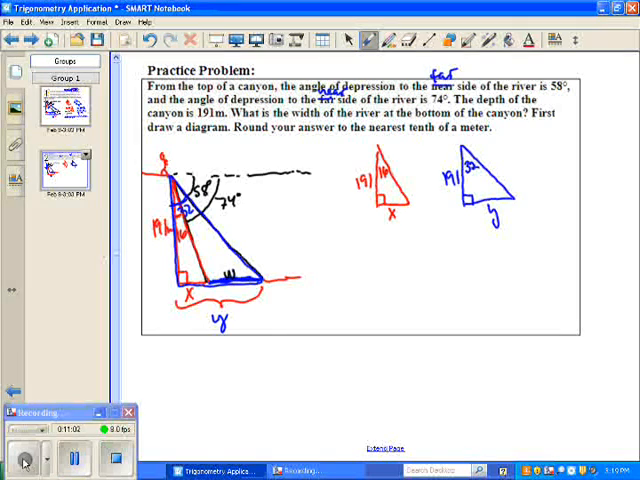So pause the video. If this helped you draw the diagram, pause the video and try to do the rest of the problem by yourself. I will continue doing the problem for you here so you can check your answers.